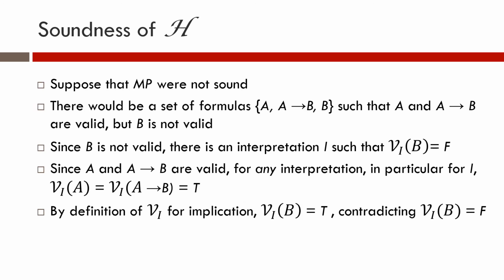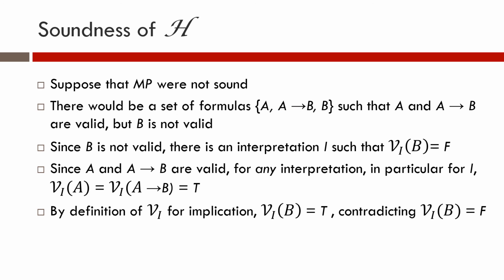Now, the axioms of the Hilbert system are proved. We need to prove that modus ponens is also sound. To prove that, we suppose that modus ponens were not sound. If modus ponens were not sound, we will have a set of formulas A implies B, comma A, such that A and A implies B are valid, but B is not valid. That is modus ponens. What it says is, if A is valid and A implies B is valid, then B should also be valid.